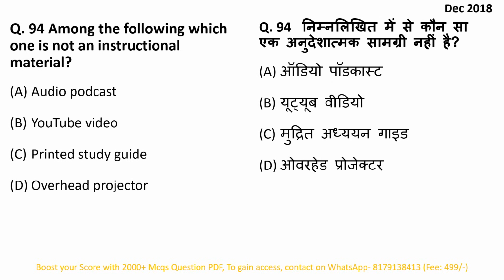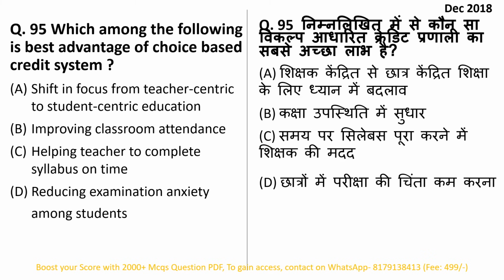Among the following, which is not an instructional material? So instructional materials are those things that are used by a teacher to enhance teaching and learning situation or to achieve desired learning objective. The teacher uses a collection of material that is called instructional material. Among the following, projected or overhead projector is not an instructional material.